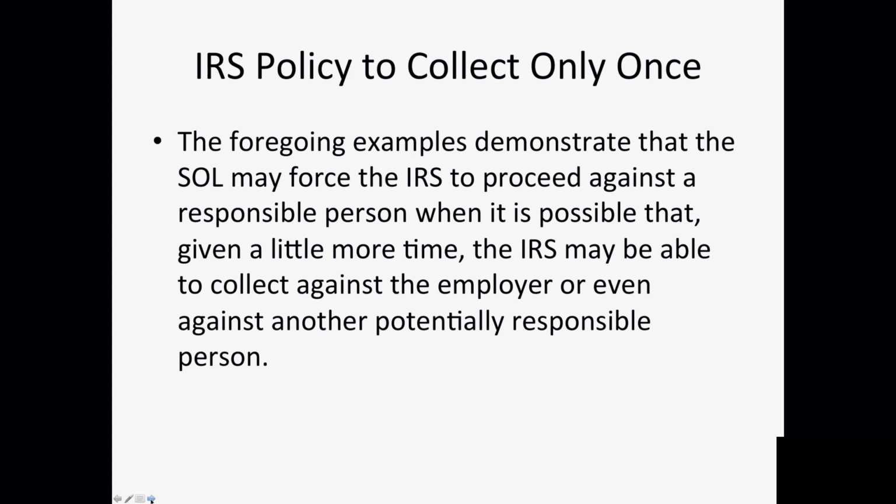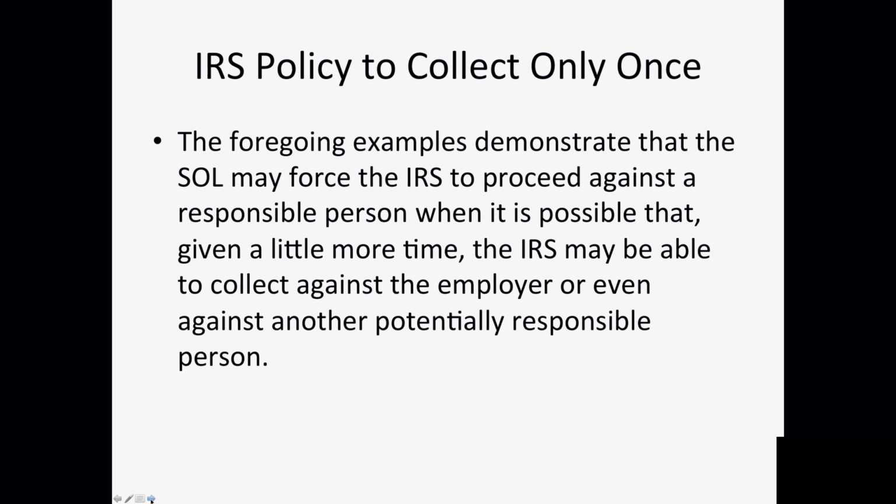So these examples demonstrate that the statute of limitations may force the IRS to proceed against the responsible person, even when it's possible that, given a little more time, the IRS may be able to collect against the employer or even against another potentially responsible person.